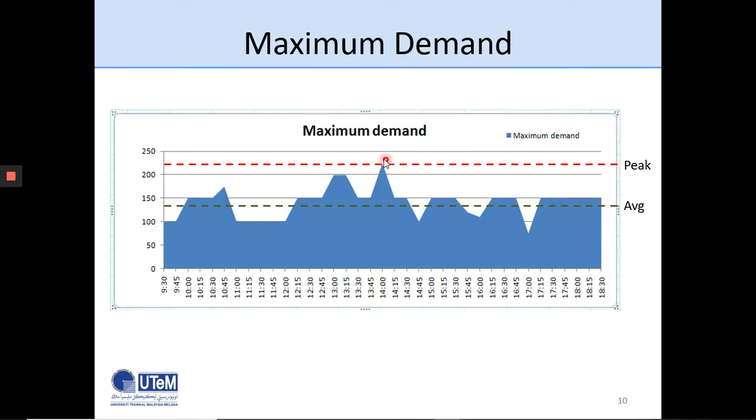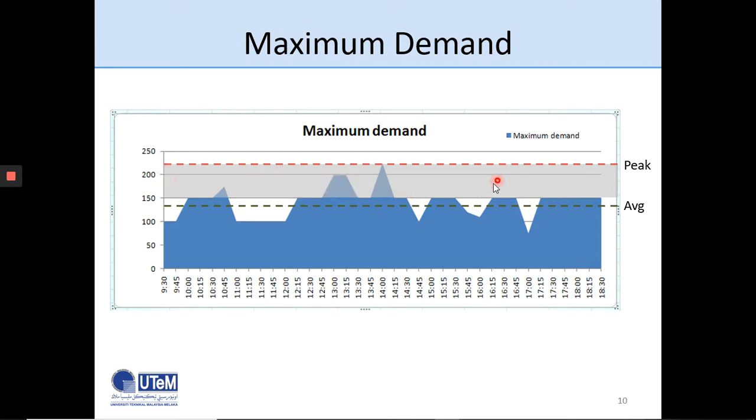But because the peak value is here, TNB needs to prepare the generation and prepare the capacity throughout the day, even though it's only going to be used at this time. So we have the shaded area here. This is the amount of capacity that TNB needs to prepare, even though it's only going to be used for a short time here and maybe here.